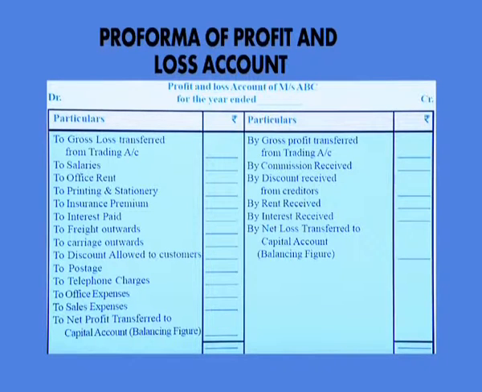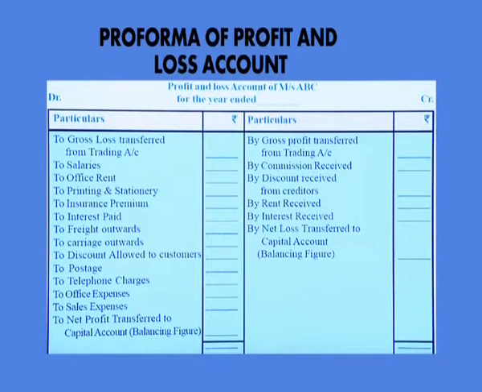From the trading account, you have identified just now gross profit or gross loss. Gross profit means in the trading account it is coming on the debit side. So, it is transferred to the credit side of the profit and loss account. If gross loss is coming in the trading account, it will usually come on the credit side of the trading account. So, it is transferred to the profit and loss account on the debit side. So, gross loss is transferred from the trading account to the profit and loss account on the debit side.